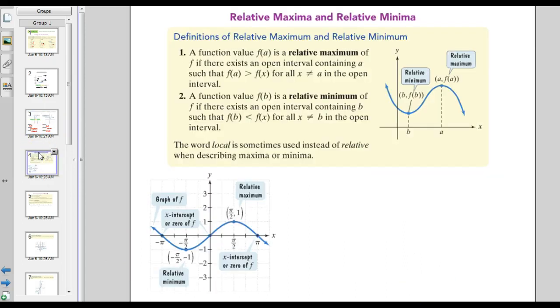So 0 is not included in that constant interval. Alright, relative maxima, relative minima. This is simply like the peaks and the valleys. A relative minimum is where we change from decreasing to increasing. A relative maximum is where we change from increasing to decreasing.